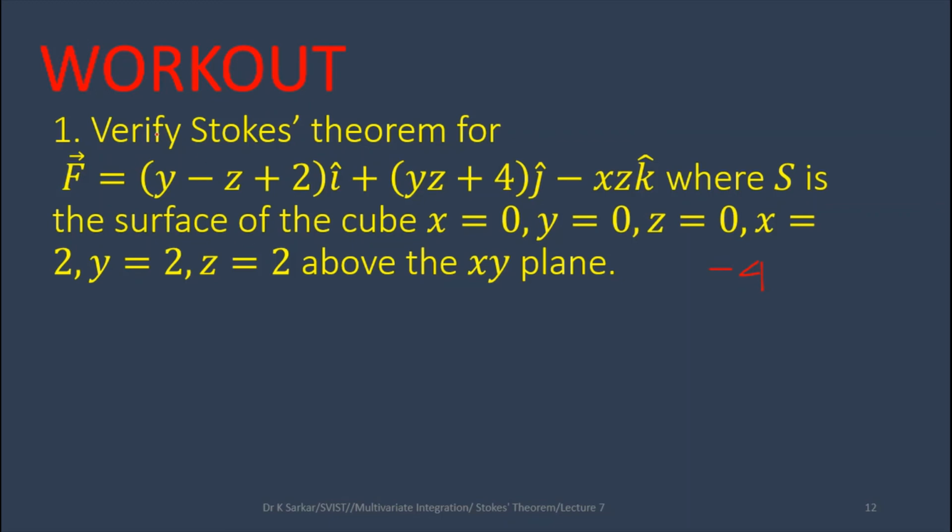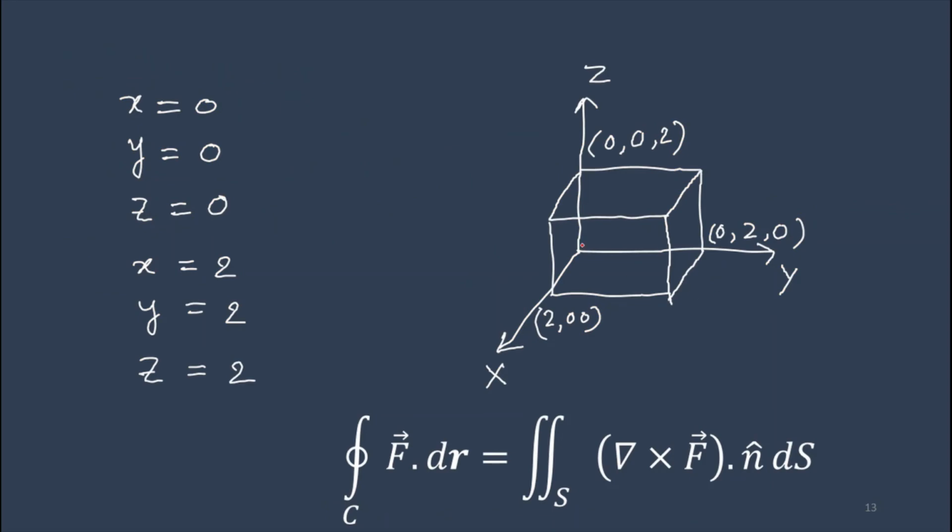Here is a question for you. Verify Stokes theorem for F equals (y minus z plus 2)i plus (yz plus 4)j minus xz k, where S is the surface of the cube x equals 0, y equals 0, z equals 0, x equals 2, y equals 2, z equals 2 above the xy plane. The common value is minus 4. The cube is drawn here, and you have to find the line integral and surface integral.